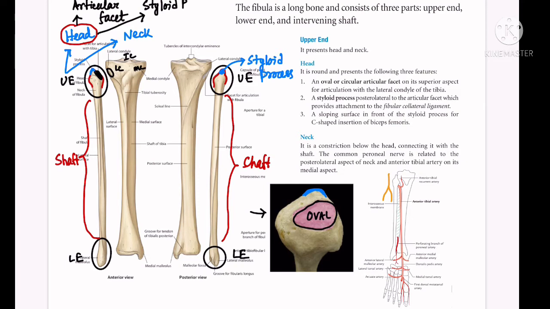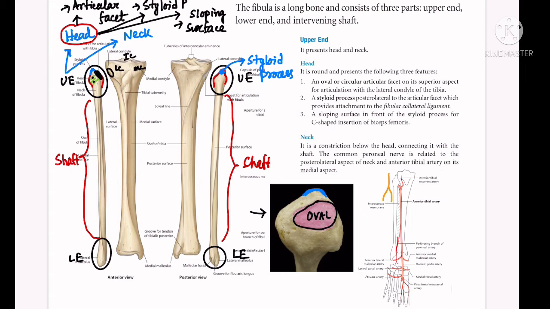And there is a sloping surface present in front of the styloid process. Let's mark the sloping surface. Here is the sloping surface in front of the styloid process, seen from the frontal view, and that is marked for the insertion of the biceps femoris. The biceps femoris is a muscle of the back of the thigh which is inserted on the sloping surface in front of the styloid process. So articular facet, styloid process, and sloping surface are the three subparts of the head.